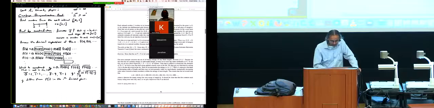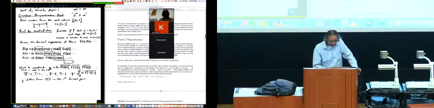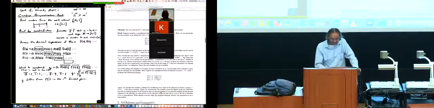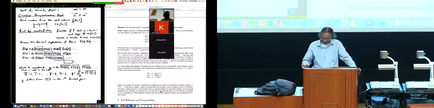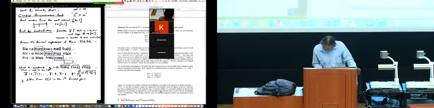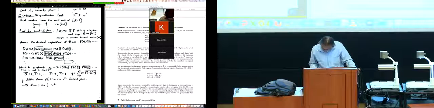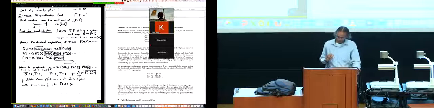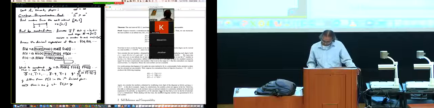So if you look at this argument, it shows that you have this number and it's different from every single other number, which means that there is no j such that f of j equals q. So f can't exist.